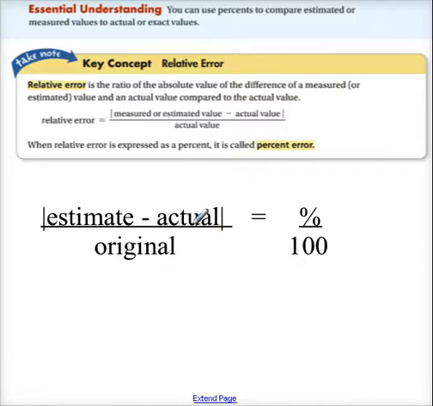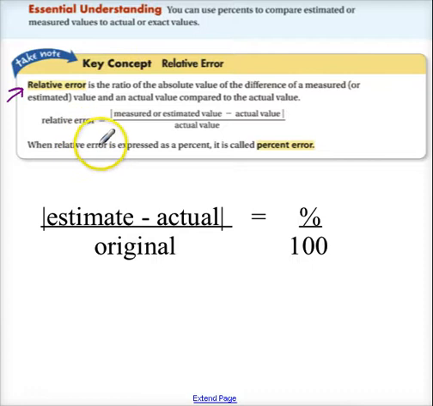Another concept they'd like you to know is how you can use percents to compare estimated or measured values. So, relative error, this is the new vocab word, is the ratio of the absolute value of the difference of a measured value and an actual value. Okay, so if we are going to measure something or estimate something, we want to know the relative error. How far can we be off? Okay, this will make more sense when we get into an example.